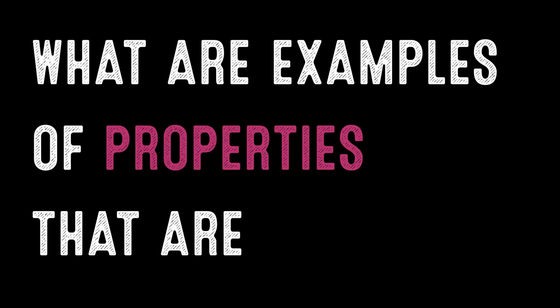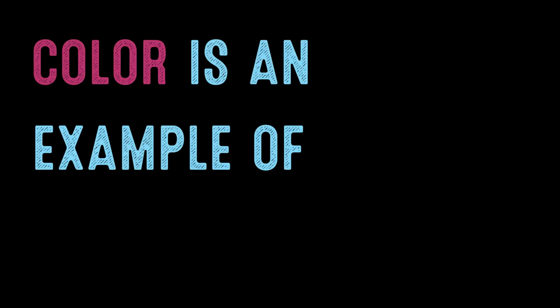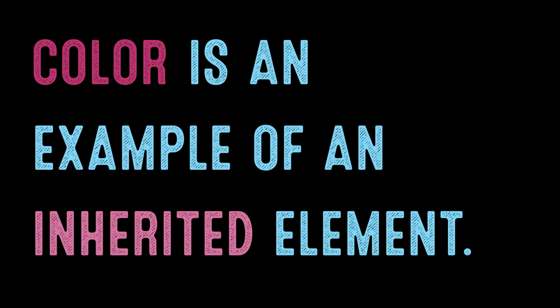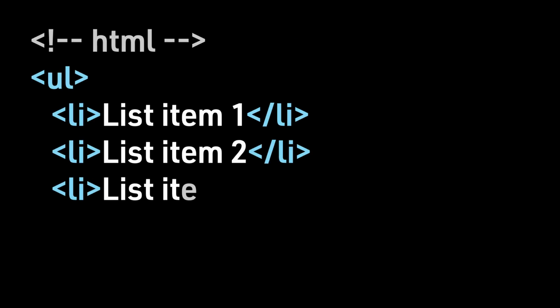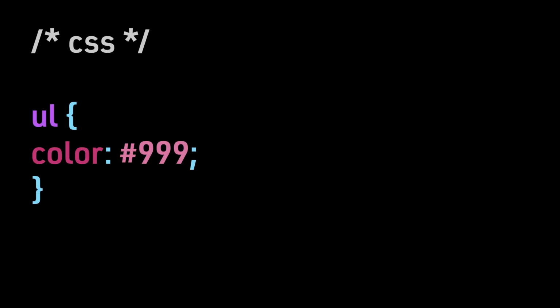What are examples of properties that are inherited? Color is an example of an inherited element. A classic example is if you have an unordered list. Here is the HTML, and here is the CSS.